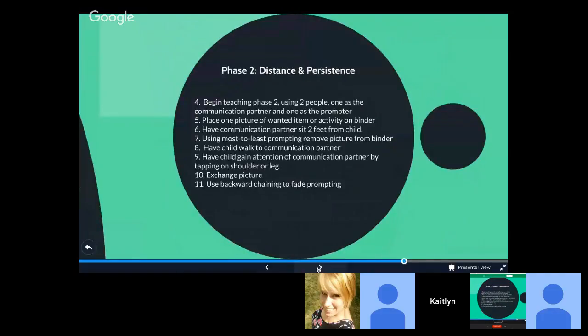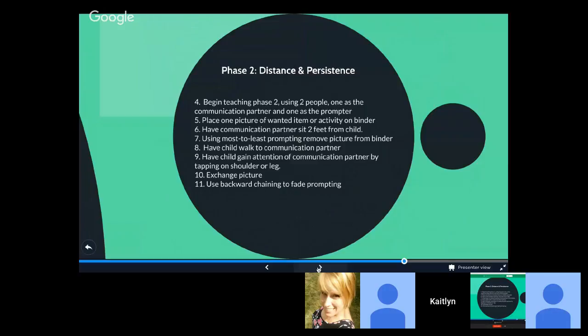Phase 2 is distance and persistence. So this is building upon our phase 1. We are basically just having them still exchange that one picture, but giving them a little bit more distance between us and them. So this is why it is crucial to have 2 people, because you want somebody to be able to initially guide them over to their communication partner and exchange that picture.